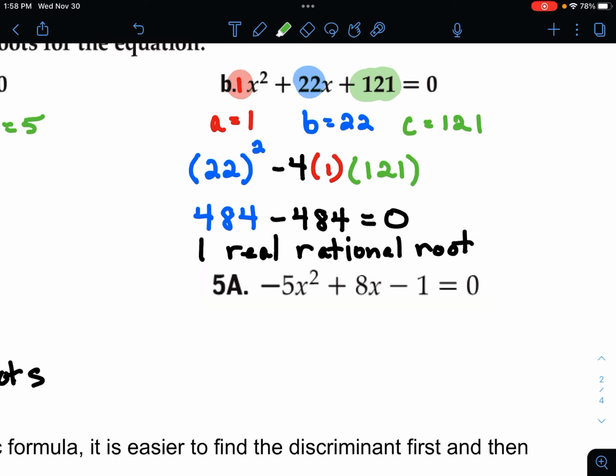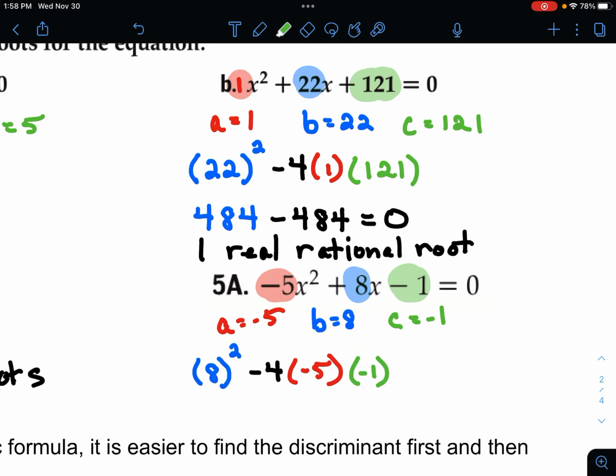One last example in this video. Third time, identify the a, that is negative 5, the number in front of x squared. b would be the number in front of x, 8. And c is negative 1, and once again, plug it into b squared minus 4ac. We get 8 squared minus 4 times negative 5 times negative 1, which will give us 64 minus 20, which is the value of 44.